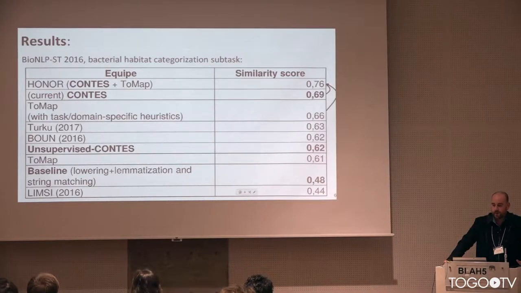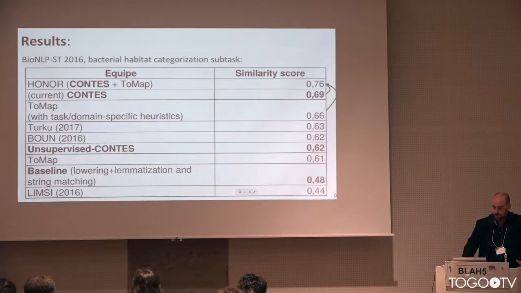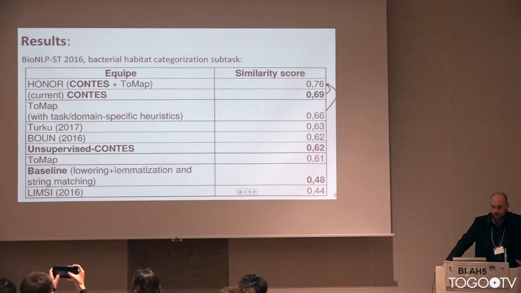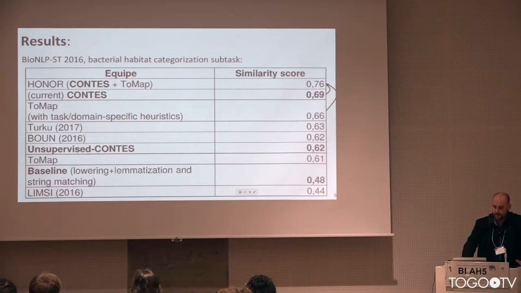So the results on the bacterial habitat subtask were pretty good with CONTES. We also have an unsupervised version, with not so bad results. And we propose the HONOR method, which is a mix of the two kinds of approaches: CONTES from the machine learning approach and the rule and dictionary-based one, which are of great interest to mix.